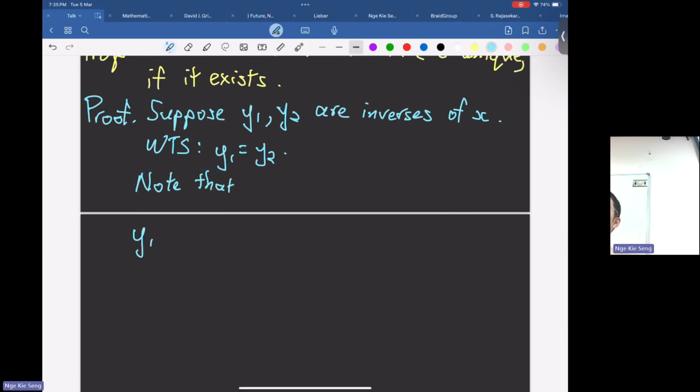I can start with y1. Okay, so what can I do? I can do y1 equals y1 composed with the identity. Right? Okay, I can do this. What else can I do? Since E is the identity.